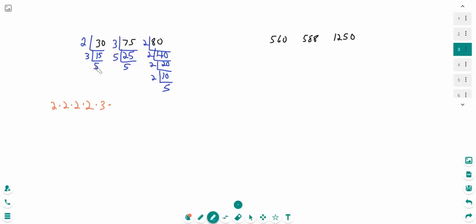And then we have 5s. Well, this one has 2 5s. Yeah, so the 75 has the most with 2. So we put those in there. All right, then we can multiply this out.